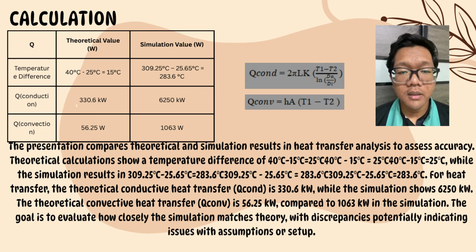Next, we have the convection heat transfer rate, that is heat transfer coefficient times area times T surface minus T fluid. The theoretical value here is 562.5 kilowatts compared to the simulation's 1063 kilowatts. We see a notable difference. The goal of this analysis is to evaluate how well the simulations align with the theoretical assumptions. As we can see, there are discrepancies between the two methods.